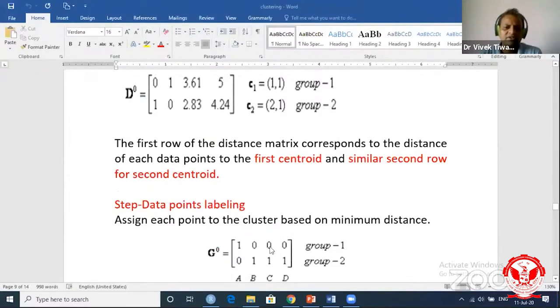So the first row represents the group cluster 1. The second row represents cluster 2. Similarly, data point two is much closer to centroid 2.